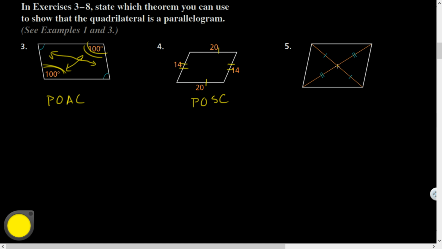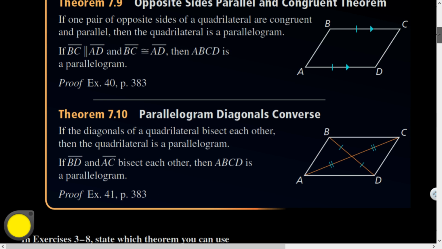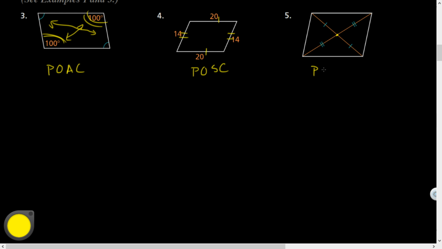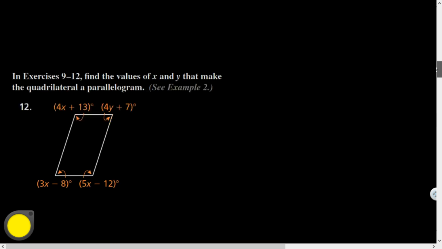Oh, here it looks as though these diagonals bisect each other. Is there a name for something with the words parallelogram, diagonal, converse? I like it. All right, so we could prove quadrilaterals into parallelograms.